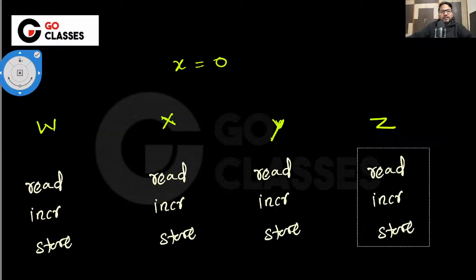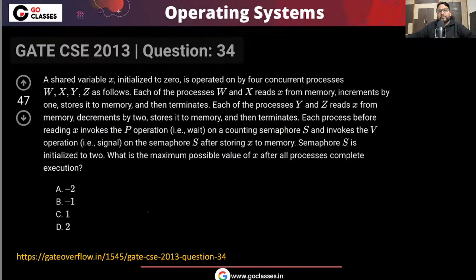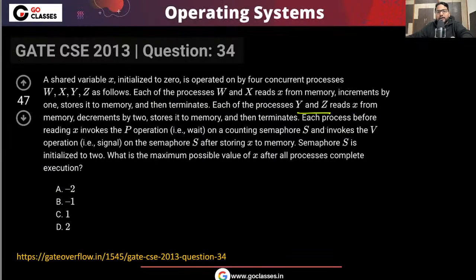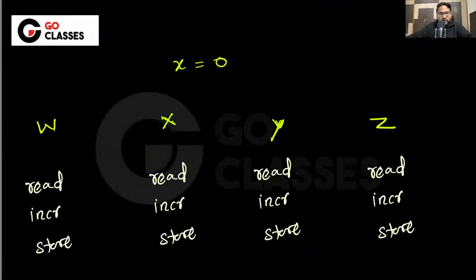Okay, so these are the 3 steps that everyone performs. That's what they are saying. Now they are saying that increment each of the processes. W and x do these things, and y and z read, decrement by 2 and store. W and x, these two, and y and z basically, right? Y and z decrement 2. So instead of incrementing, what do they do? They read, they decrement 2.